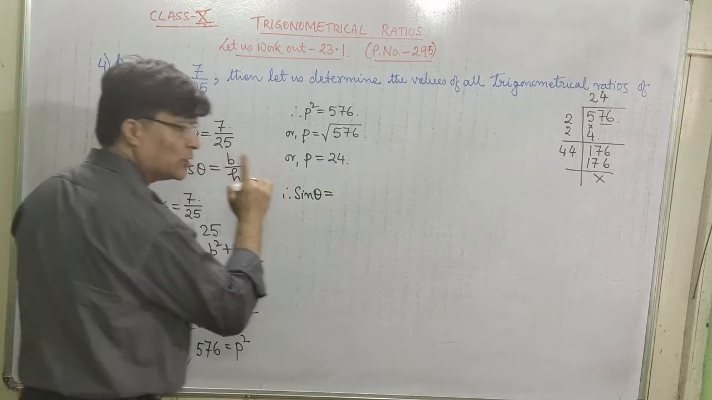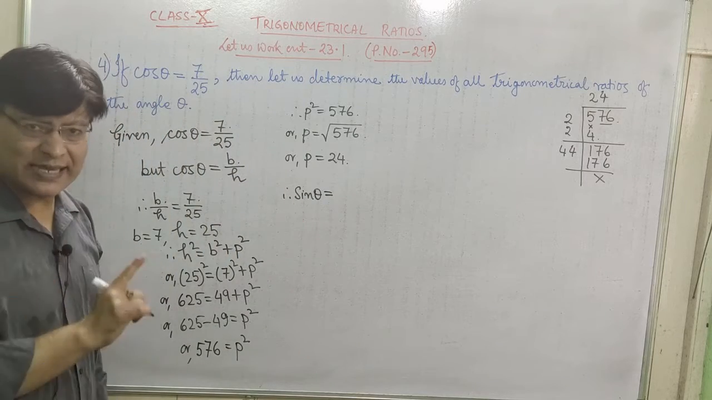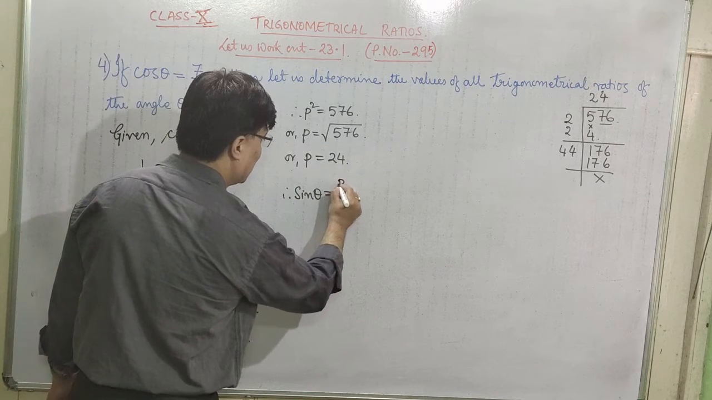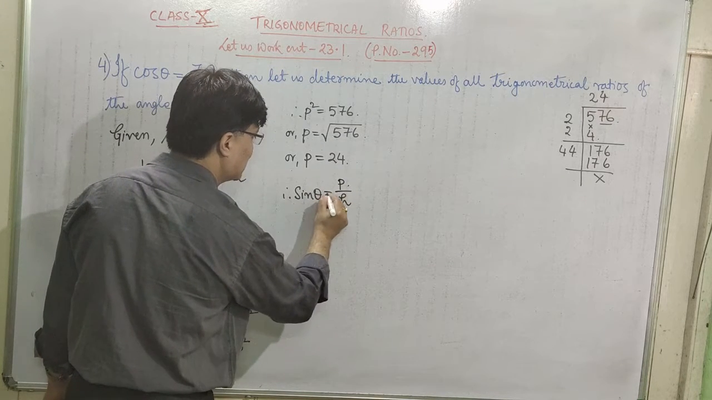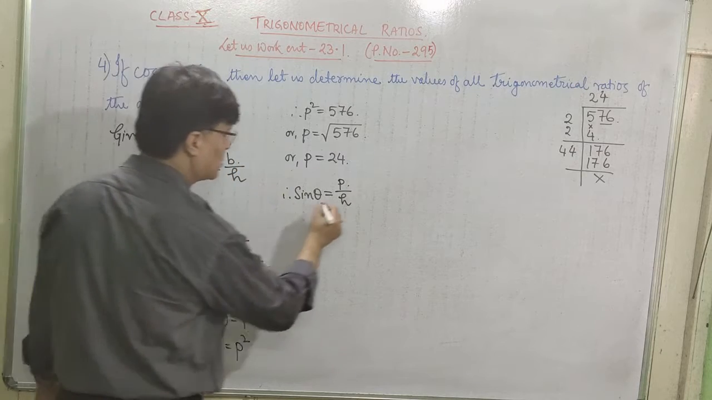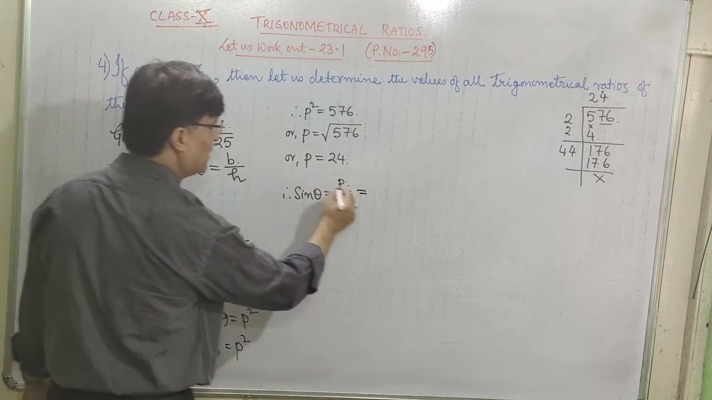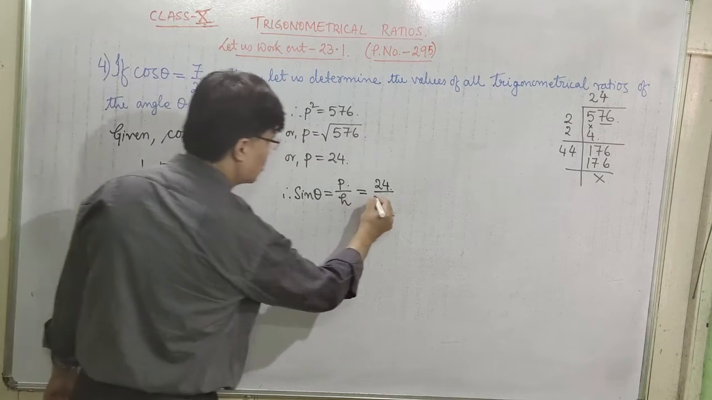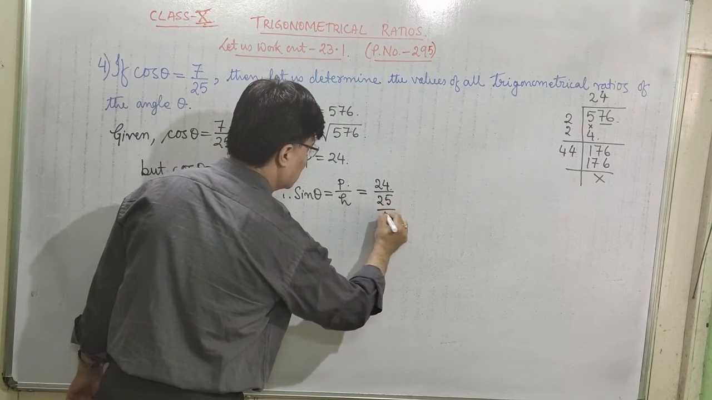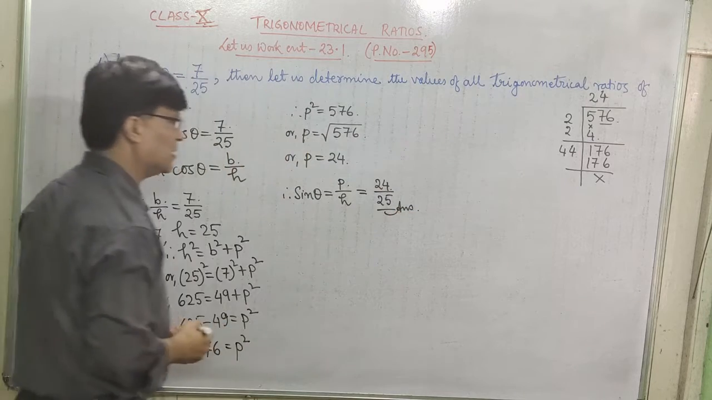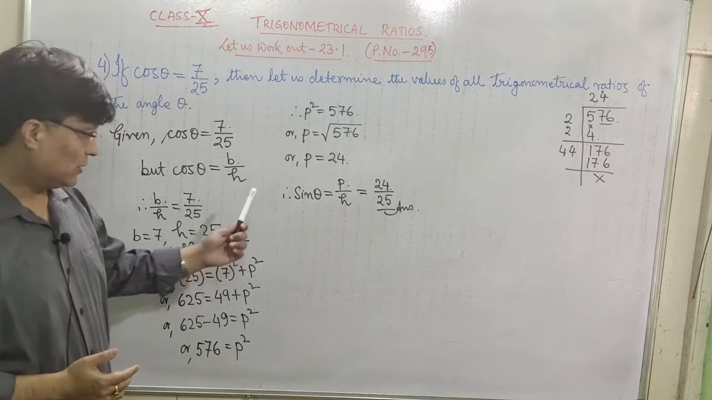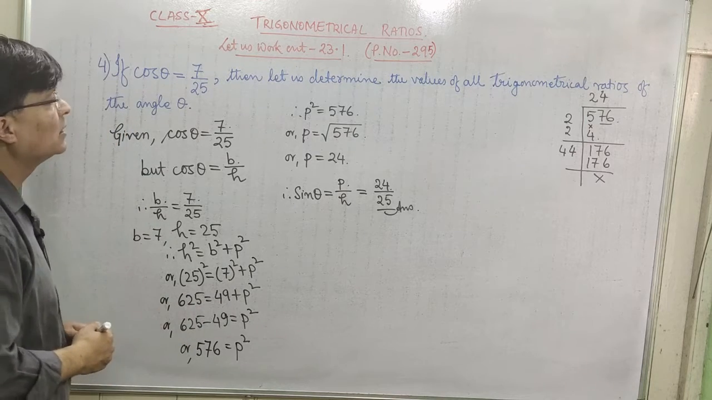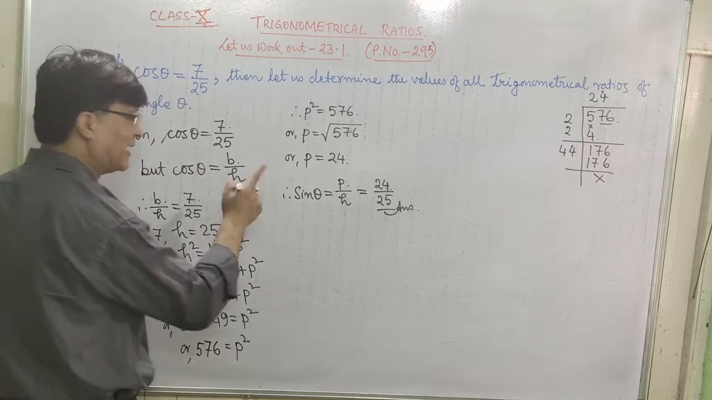What is the formula? Some people have... Sine theta is equal to, some people have... People means p divided by h. That is, sine theta is equal to perpendicular by hypotenuse, which is equal to, what is p? P is 24 divided by, what is the value for h? It is 25. So this is 24 by 25. So this is the answer. That is the value for sine theta. Is that clear?